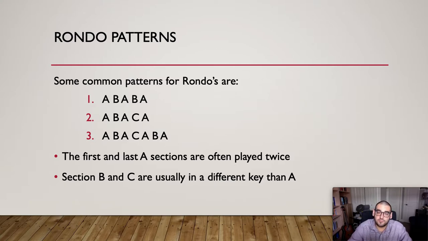Here are some common forms. The most common form of Rondo is the ABACA form, the number two form here. That is the most common, but there are some different variations. The first and last A sections are often played twice, so they do repeat. And sections B and C are usually in a different key than A to keep things interesting.